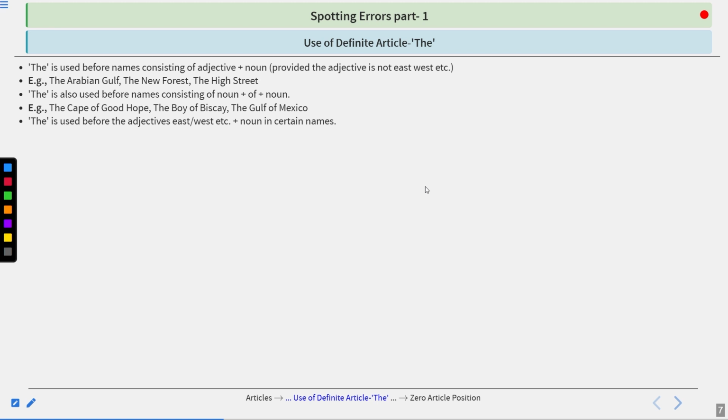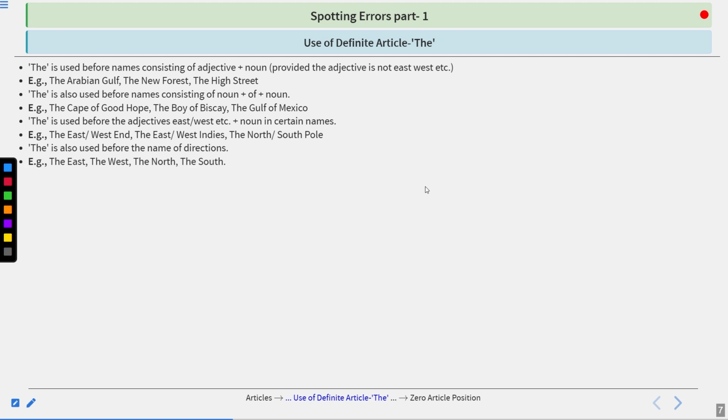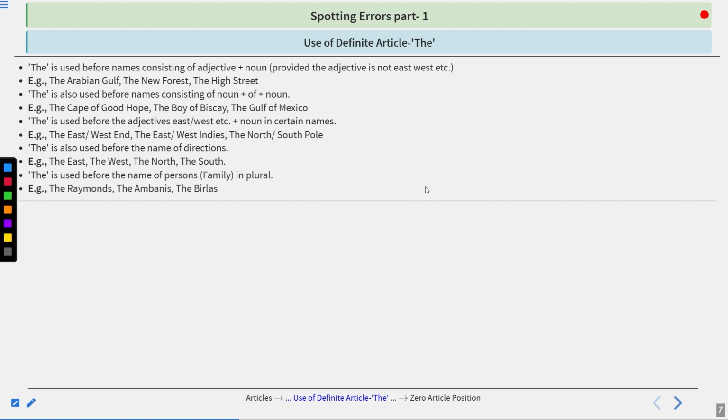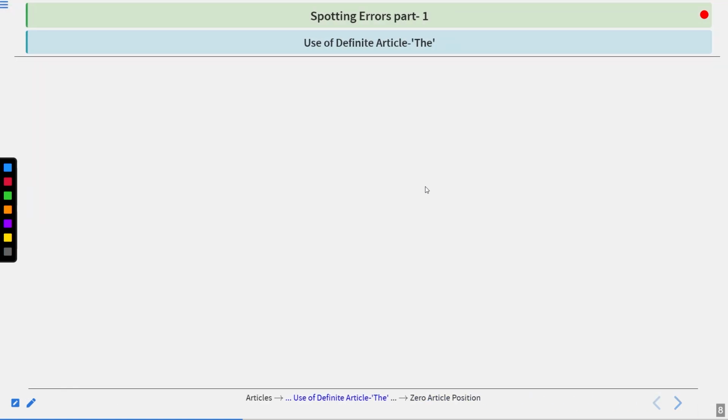The is used before the adjectives east, west, etc. plus noun in certain names: the East End, the West End, the West Indies, the North Pole, the South Pole. The is also used before the names of directions: the East, the West, the North, the South. The is used before the names of persons' families in plural: the Raymonds, the Ambanis, the Birlas. Use of definite article the before the names of important and renowned books. Example: the Quran, the Ramayana, the Mahabharata.